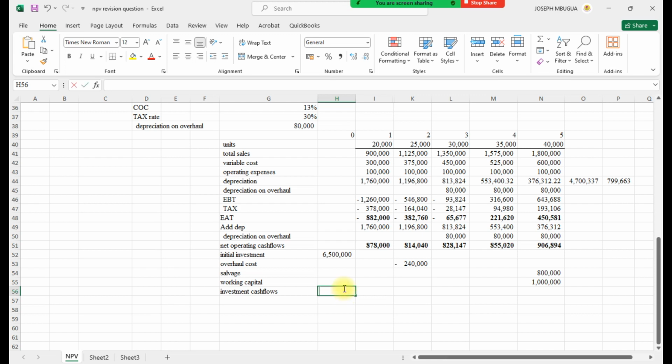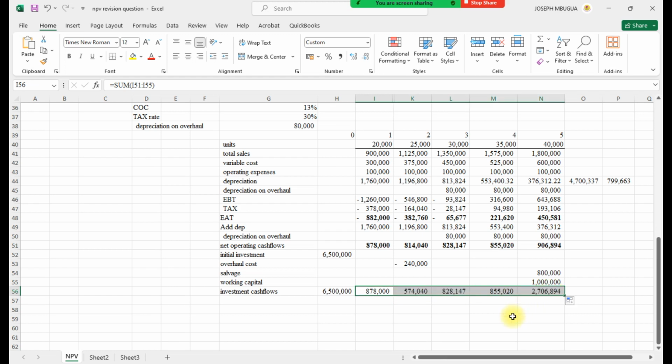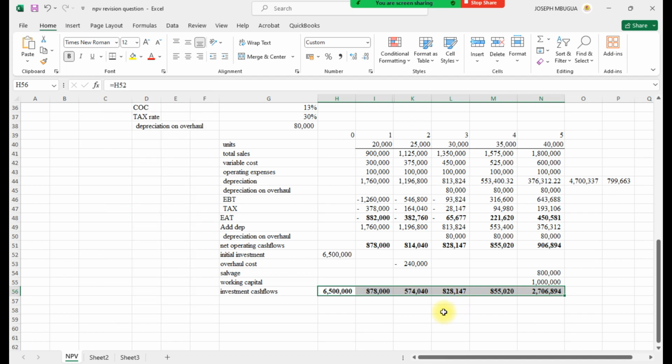So remember in year 1 we only have the outflow in year 0, and then year 1 can get the sum. I think it will be easier from operating, that way, so that I can drag this. So those will be our cash flows for this particular project, the initial for year 0, year 1 up to year 5.